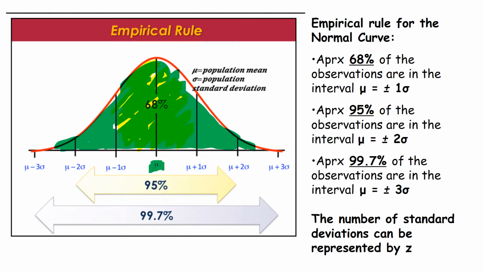So the mean is that middle point. Moving to the right, I'm going to add a standard deviation. Moving to the left, I'm taking one away. And we would have the same for 2. So you can see how it's split up there.